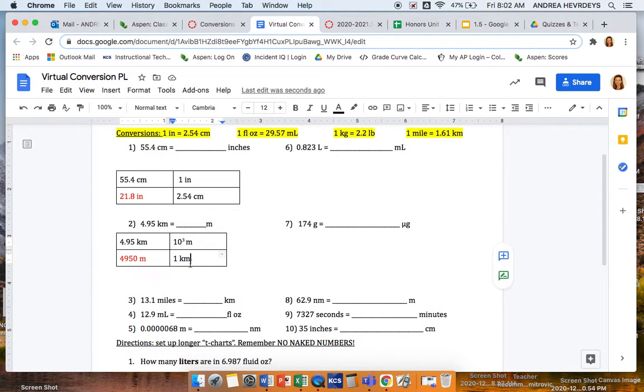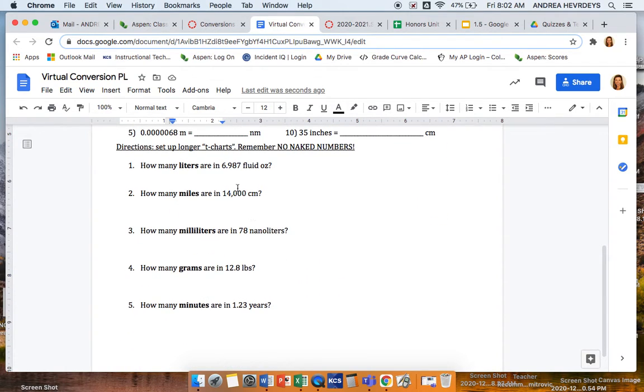1 always goes with the prefix, okay? So I want you to remember that as you continue on. I'm also going to do an example of what we call the longer T-charts. A lot of you guys just decided to make them short, and then I'm assuming look up conversion factors. That is not what I want you to do.